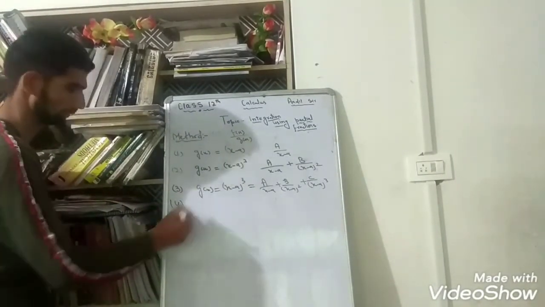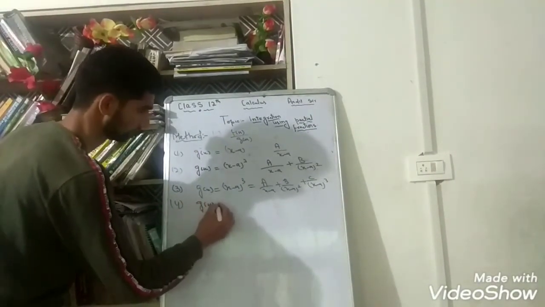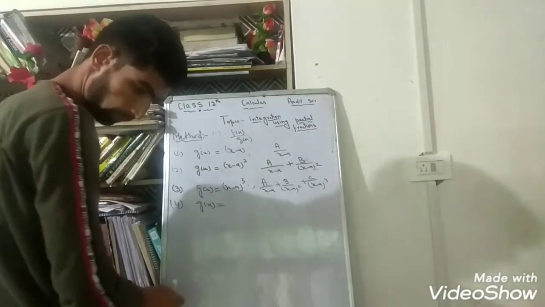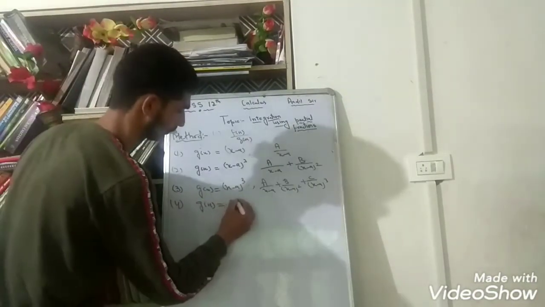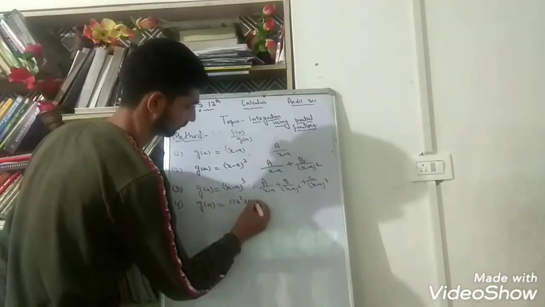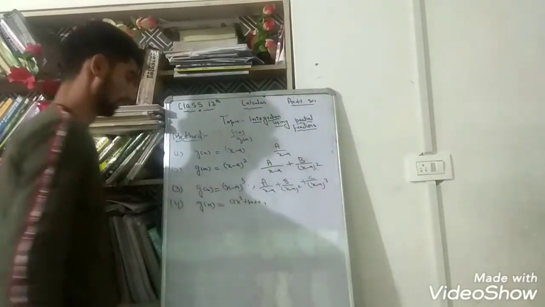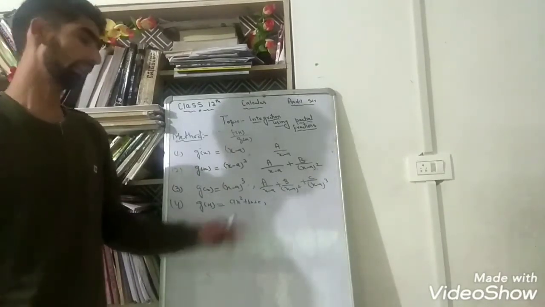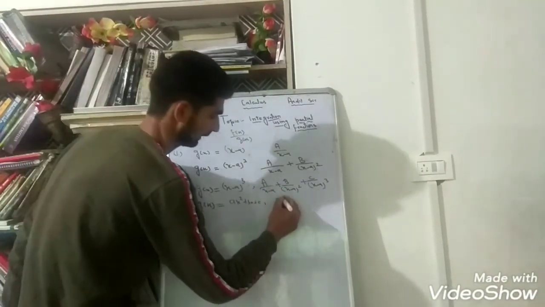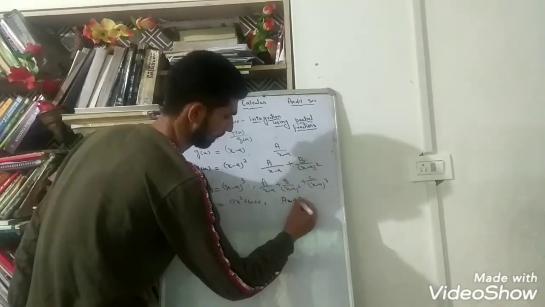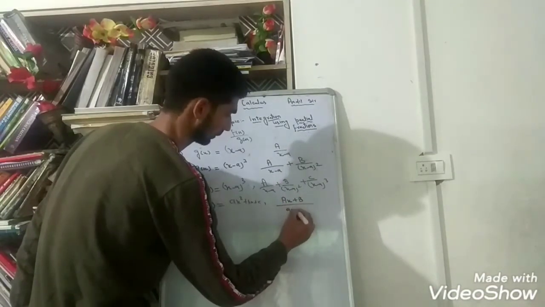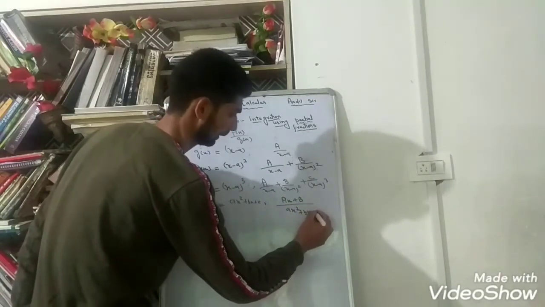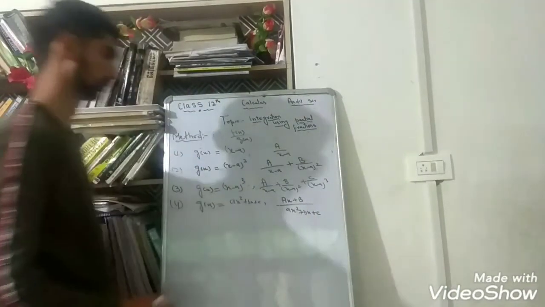For the next, beta, if you have g of x as a quadratic, but this quadratic equation we cannot factorize, then at that time, beta, you have to make its resolution as Ax plus B divided by ax square plus bx plus c. Make this resolution.